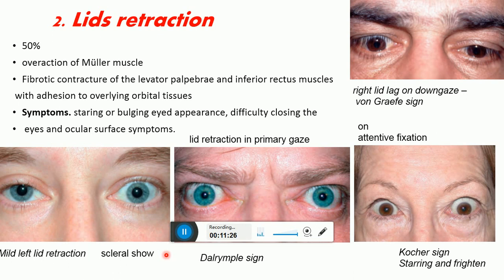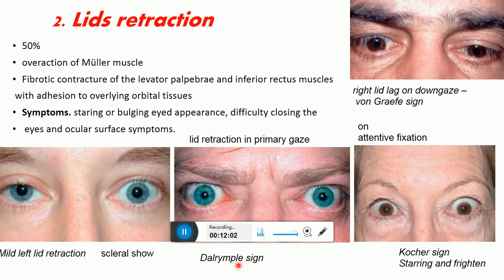Now the symptoms of lid retraction: the patient complains of a staring or bulging eye appearance, difficulty closing the eyes, and ocular surface symptoms. Signs: the first sign is scleral show. What is scleral show? Normally the upper lid margin rests 2 mm below the limbus. Lid retraction is suspected when the margin is either at the level of the limbus or above the superior limbus, which allows the sclera to be visible. This is called scleral show.